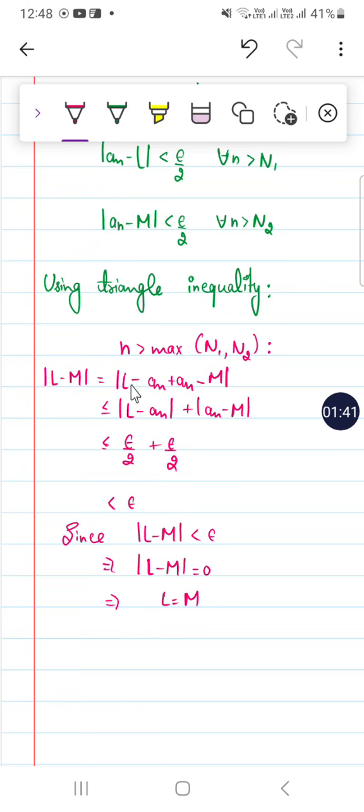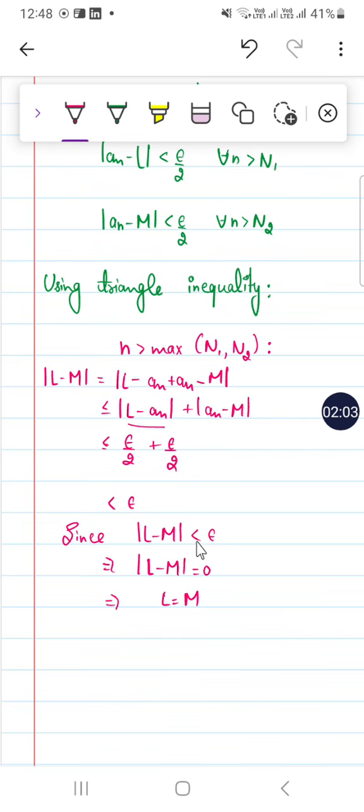So by the triangle inequality, mod of L minus M equals mod of L minus a_n plus a_n minus capital M, which is less than or equal to mod of L minus a_n plus mod of a_n minus M. This is epsilon by 2 and this is epsilon by 2 for all n greater than n1 and n2. This implies that this is less than epsilon.